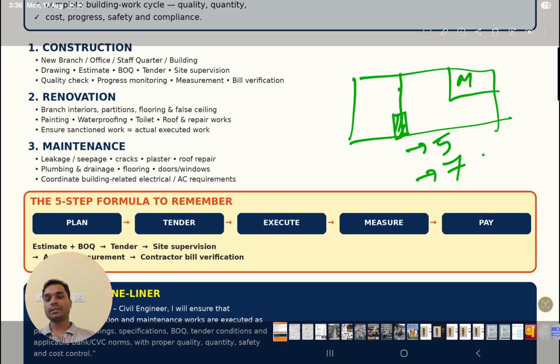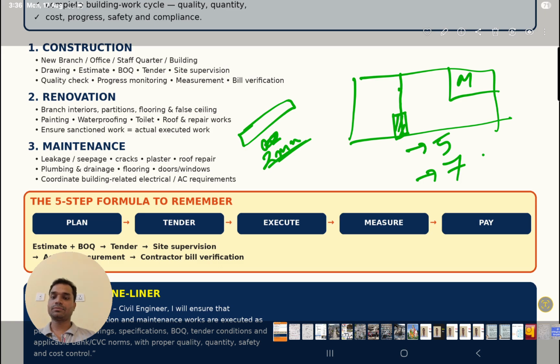Then plumbing is there, and you may need carpentry work. How are you going to measure that? This is one of the important questions several PSU banks generally ask. In case of any wooden work, what is the minimum unit to be measured? 0.2 means 2 mm. You have to measure a minimum of 2 mm.